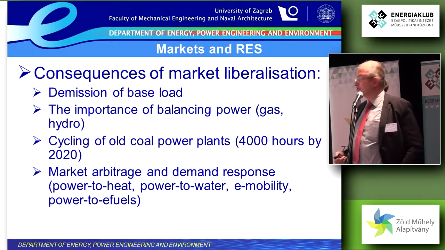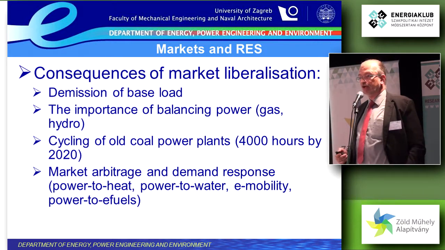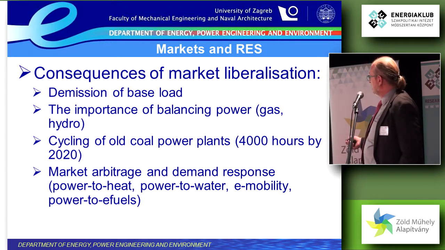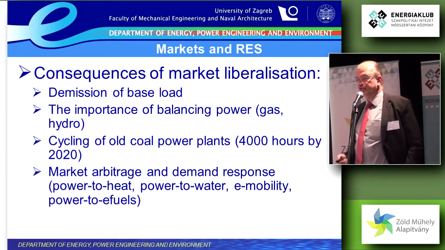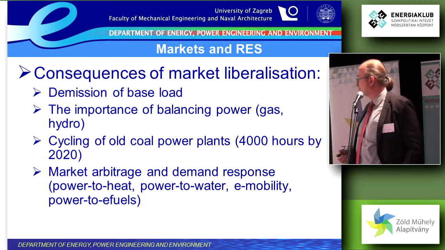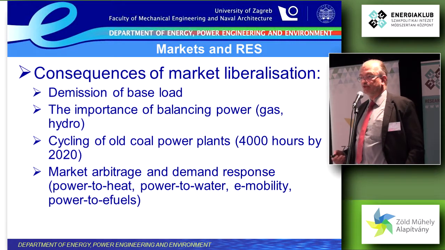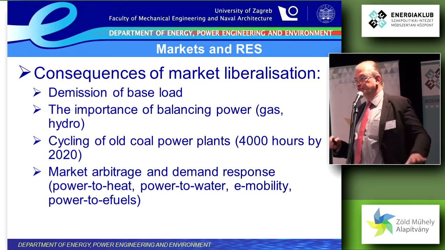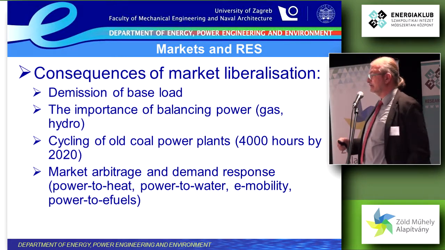What happens as a consequence of market liberalization is that we can forget about baseload. Baseload is a technology of the past. You cannot actually pay for it on free markets because we need flexible power and not baseload. There is importance of balancing power. So for the transition period, we will need gas and hydro. Old coal power plants can work for some time, cycling, up to 4,000 hours by 2020. By 2030, that means 2,000 hours. That's not enough to build new ones. But if you can retrofit the old ones so that they can respond to wind and solar, then they can stay working for some time.